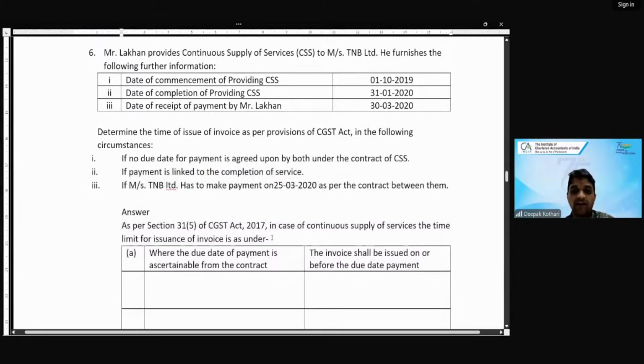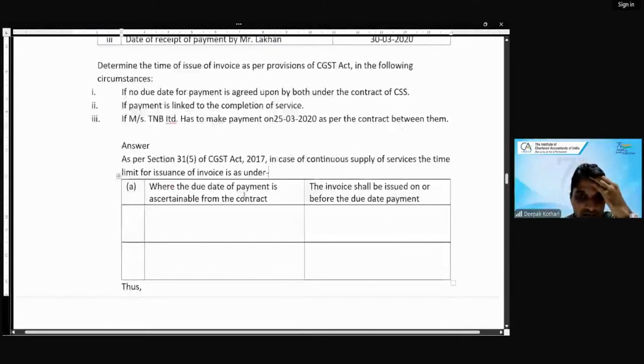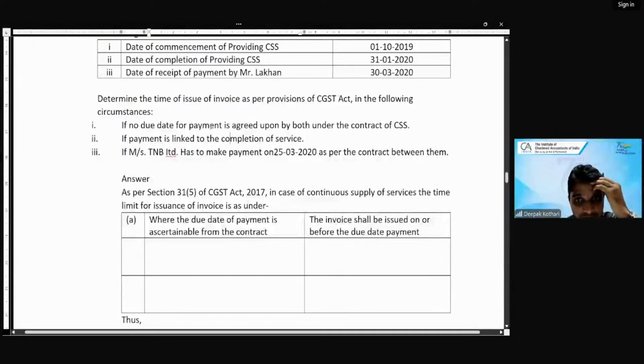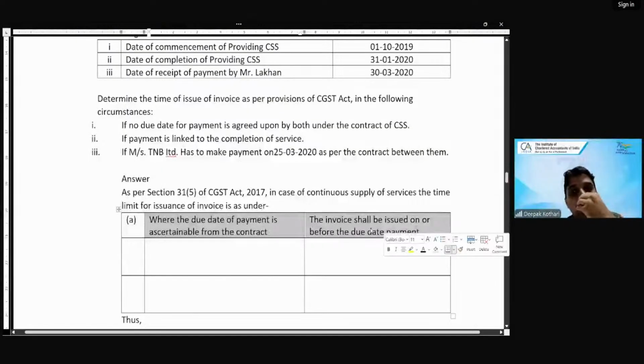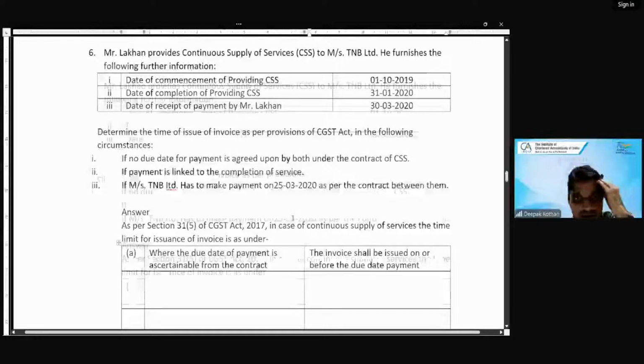As per 31(5), in case of continuous supply of services, the time limit for issuance of invoice is as under, where the due date of payment is ascertainable from the contract. Okay, when the due date of payment is ascertainable from the contract, the invoice shall be issued on or before the due date of payment.